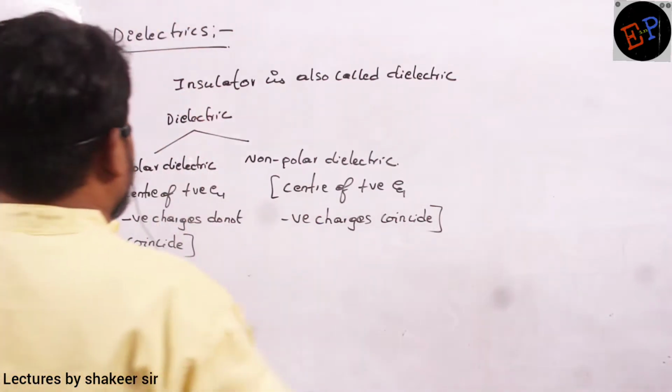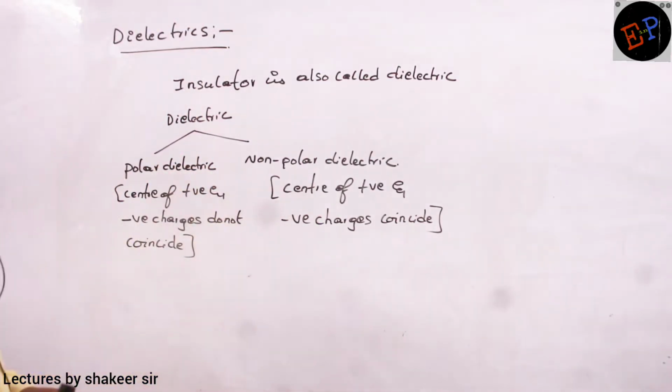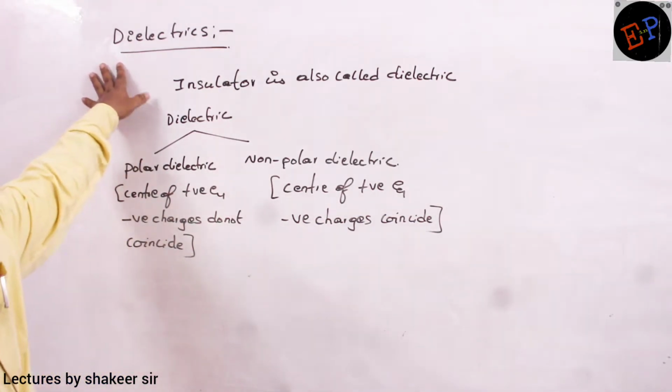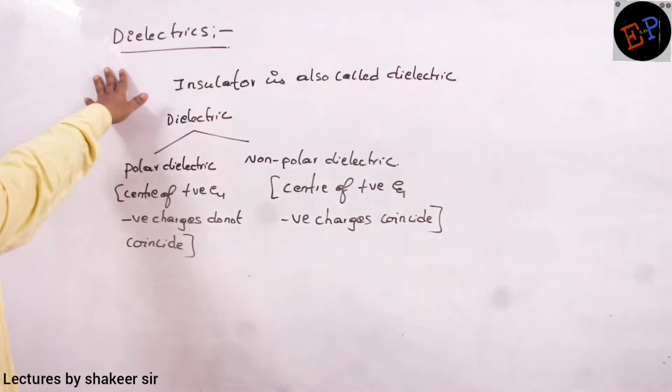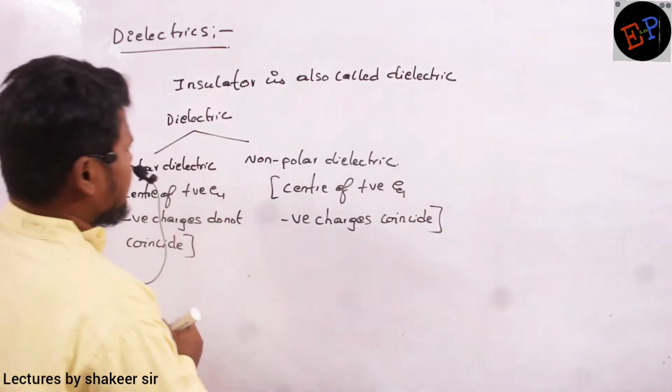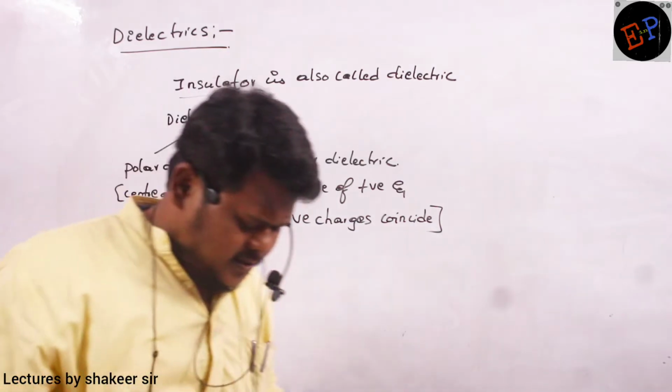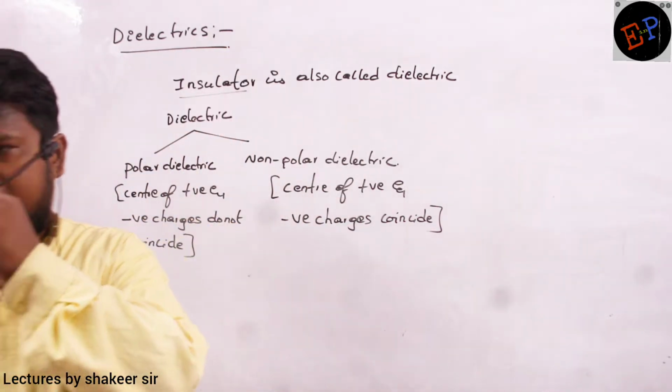Okay, ma'am. So next concept, the last concept in capacitors is dielectrics, ma'am. Okay. So what is meant by dielectric? Dielectric, any insulator is called a dielectric. Any insulator which does not conduct electricity, that I can call it as a dielectric.